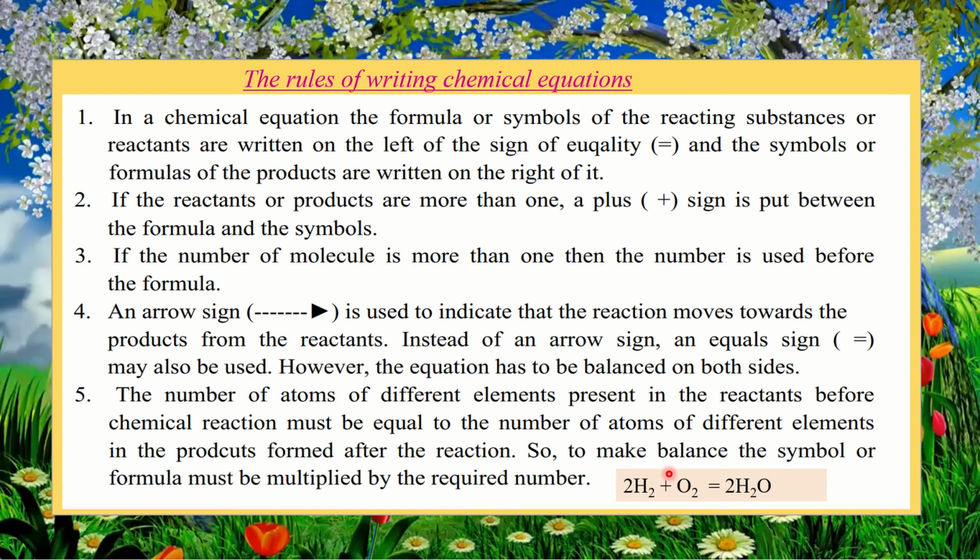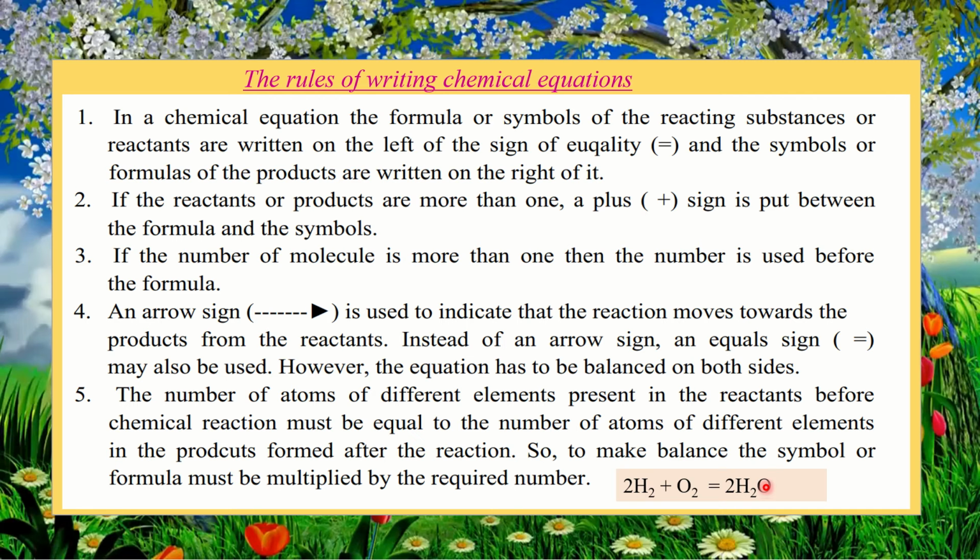For example, look, hydrogen and oxygen make water. We know the formula of hydrogen is H2 and the formula of oxygen is O2 and the formula of water is H2O. But look, in reactant side there are 2 atoms hydrogen before balancing. Suppose there is not 2 written. So there are 2 atoms hydrogen and oxygen, it is also 2 atoms. But in the product side, look, there are 2 atoms hydrogen and 1 atom oxygen.